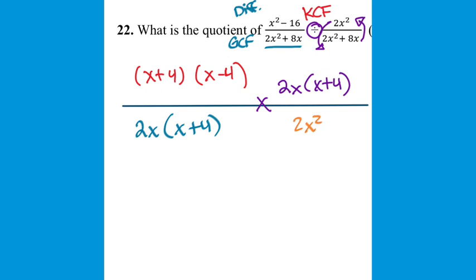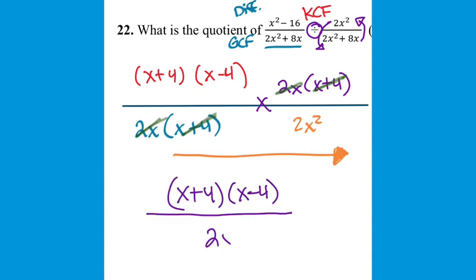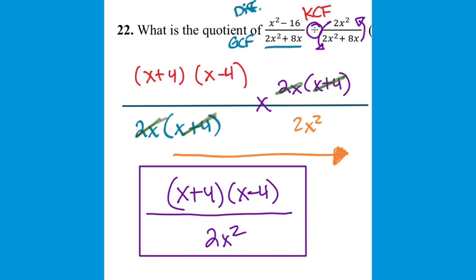Now we look for any matches to reduce this fraction. And we see if we have x plus 4 is a match and 2x is a match. And as we do with all multiplying fractions, we multiply straight across to see if we can reduce after that. And this one can't, so we're done.